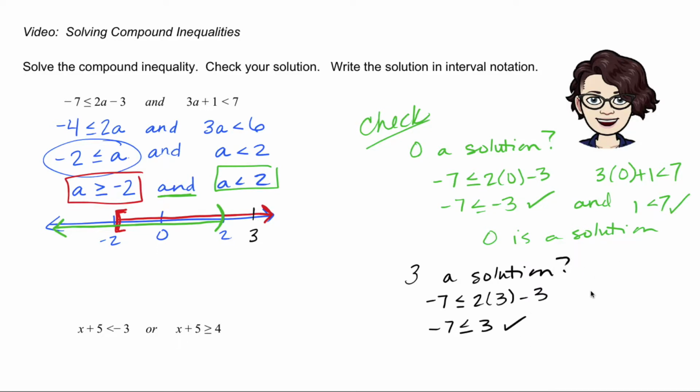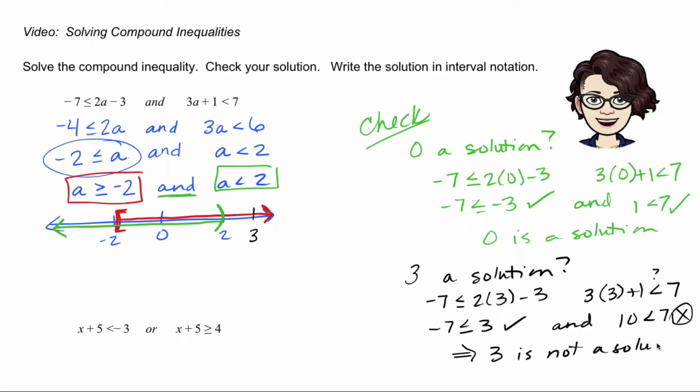And we want to check the second one because it's and. It has to be true for both. 3 times 3 plus 1, is that less than 7? 9 plus 1 is 10. Is 10 less than 7? Nope. And this has to be and, so this implies 3 is not a solution. So it should not be shaded out there. Well, that makes sense because it's only red. It's not both red and green.